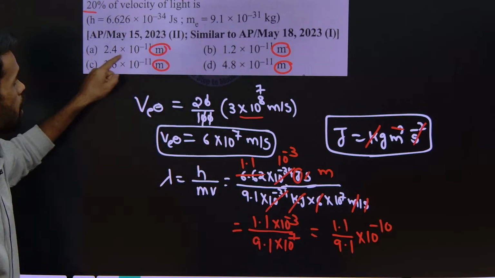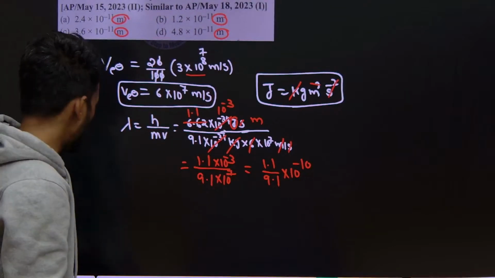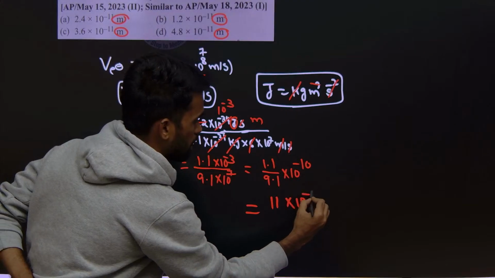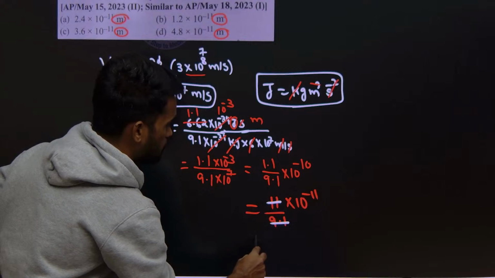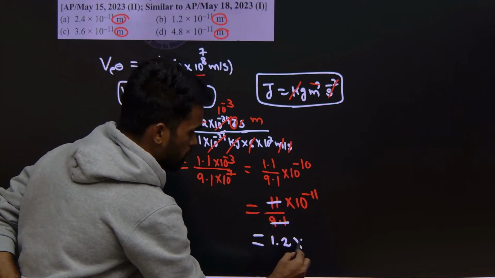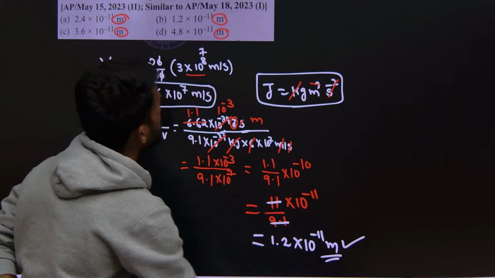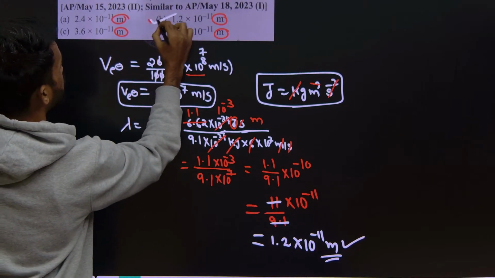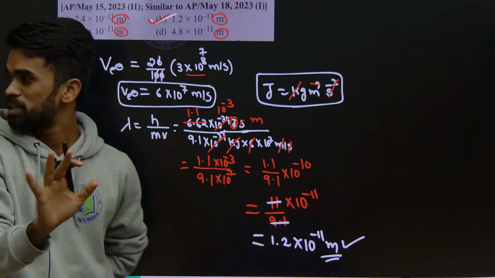Okay, see, all options are having 10 power minus 11. So what I can make here, simply 1.1 I can write 11 now, right, 11 into 10 power minus 11 by 9.1. So you just simplify this, this will be almost 1.2. Okay, right. So 1.2 into 10 power minus 11 meters. Yes, we got the answer. Look at the options. Where do we have? See, option B will be the perfect answer, 1.2 into 10 power minus 11. Hope this is also clear.